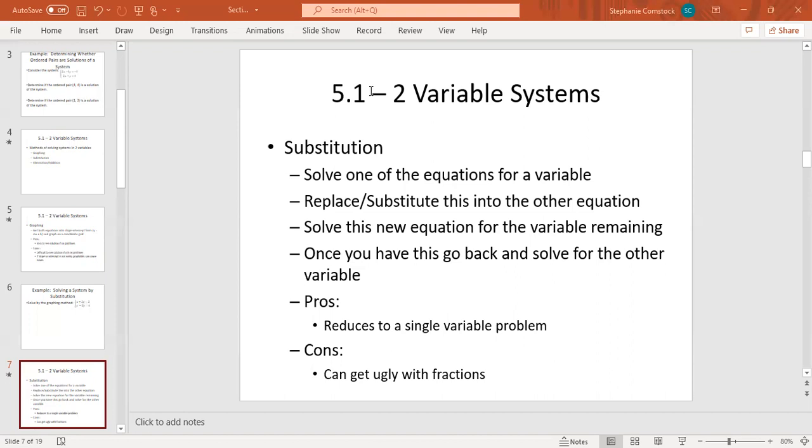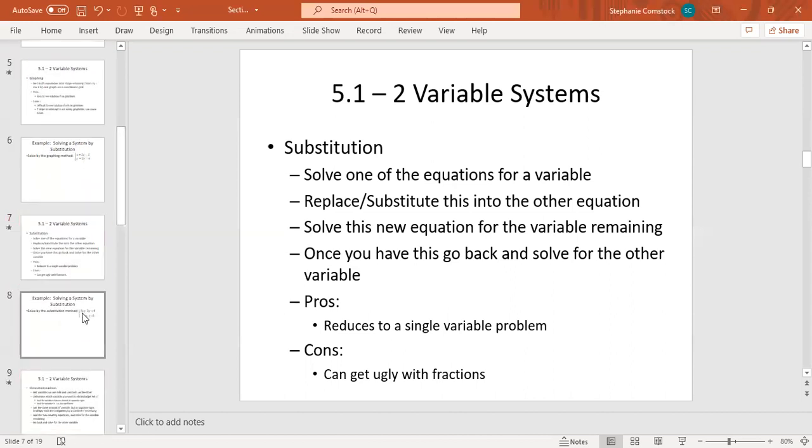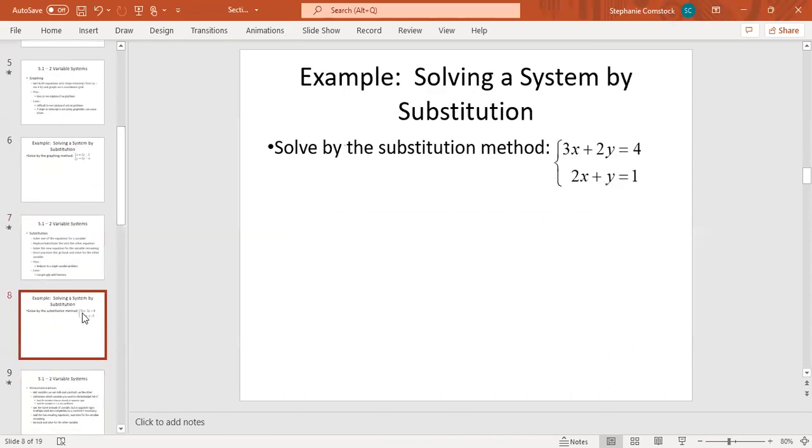Now, upsides or pros to this is it does reduce it to a single variable problem, which everybody is usually a little more comfortable with. Downside or con is it can get a little ugly with fractions if we're not careful, okay? So the example that we're going to look at is going to be 3x plus 2y equals 4, and then 2x plus y equals 1.